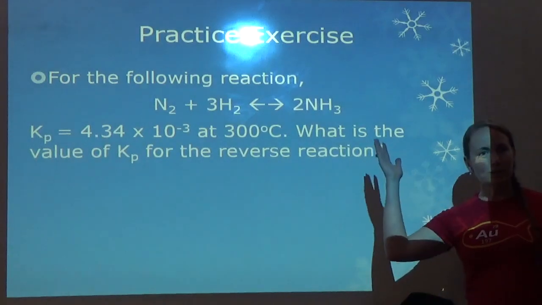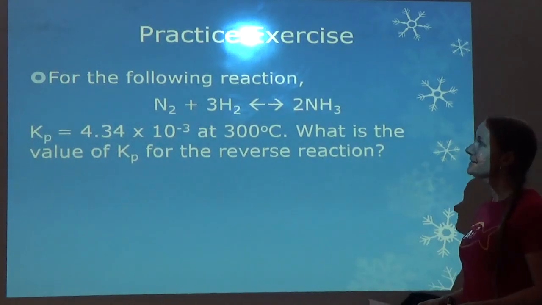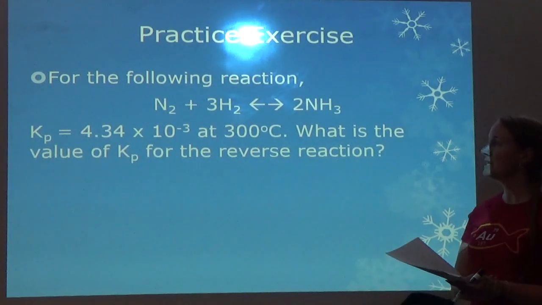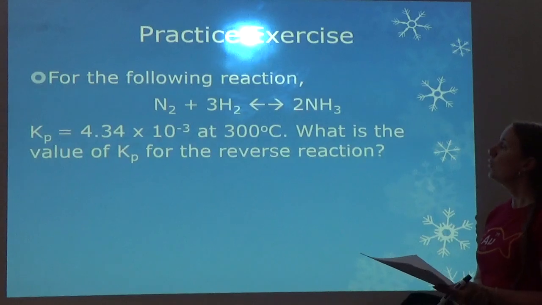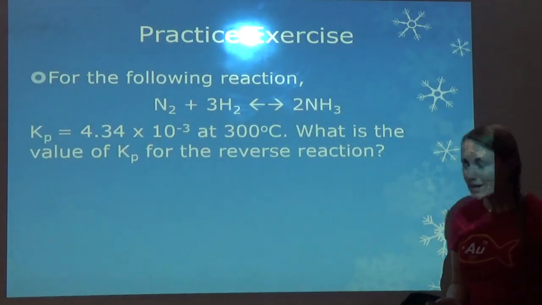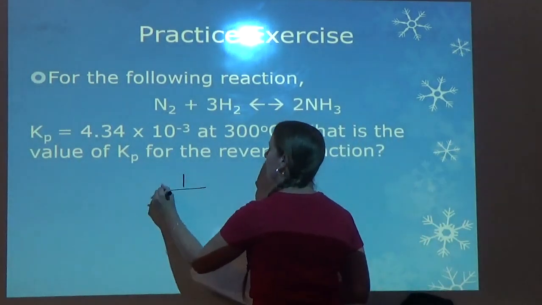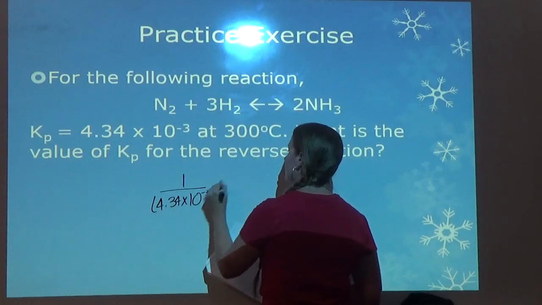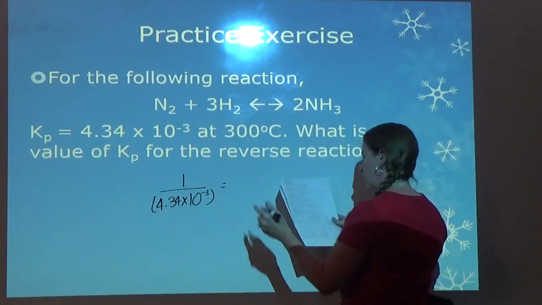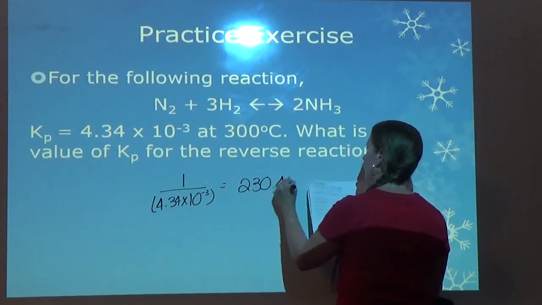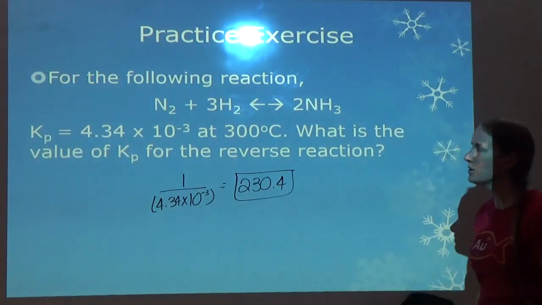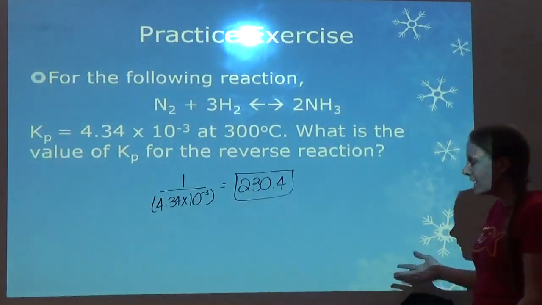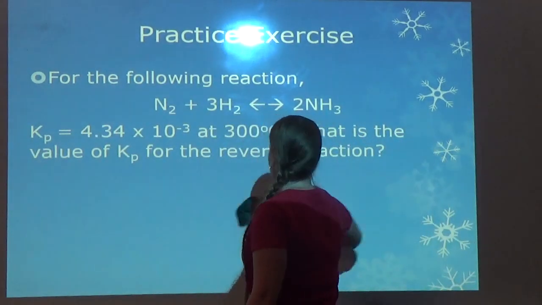So, y'all try this one. I'll assume you paused it and tried it, and let's look at it together. It says for the following reaction, Kp is 4.34 times 10 to the negative 3 at 300 degrees Celsius. What is the value of Kp for the reverse reaction? If I take the reverse reaction, I just do 1 over 4.34 times 10 to the negative 3, and I get a Kp of 230.4. No units. Remember, if you flip a reaction, you just do 1 over the K. So super simple.